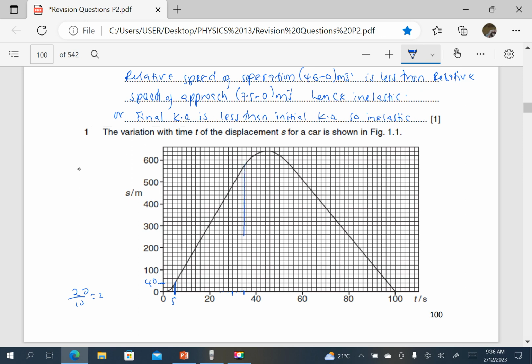And I think it goes up to that point. So 35 is in the middle here. And the corresponding value of displacement, I think that is 580. Okay, so the corresponding value here is 580. This one is 40.